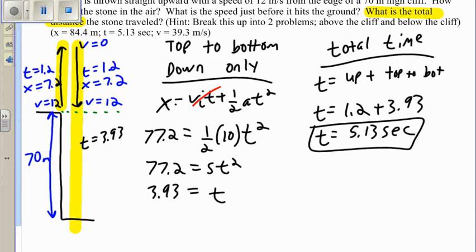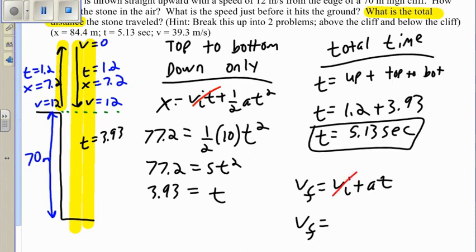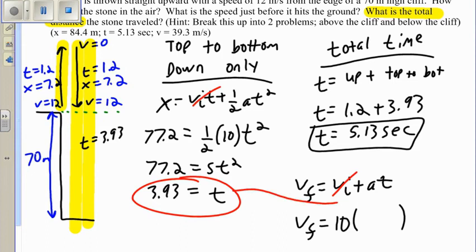And for my final answer, I'm going to go and look at this speed from the very top to the very bottom. So I'm going to use Vf equals Vi plus At. I don't know what the velocity at the bottom is. I do know the initial velocity is 0, because once again, starting at the top. And I need this time. This time is the time it takes to go from the very top to the very bottom, which is that one. So I can plug that in there. And I get Vf equals 39.3 meters per second.